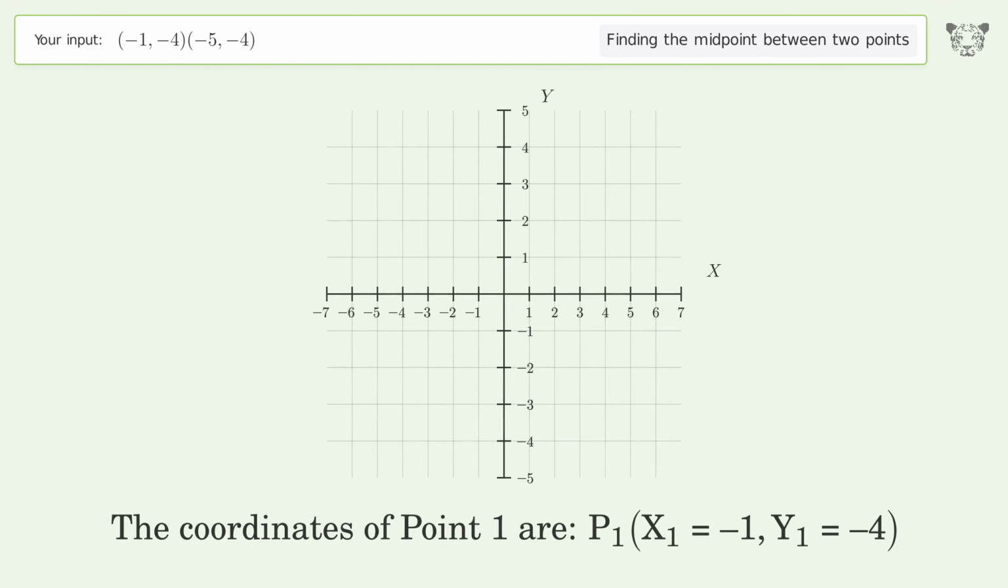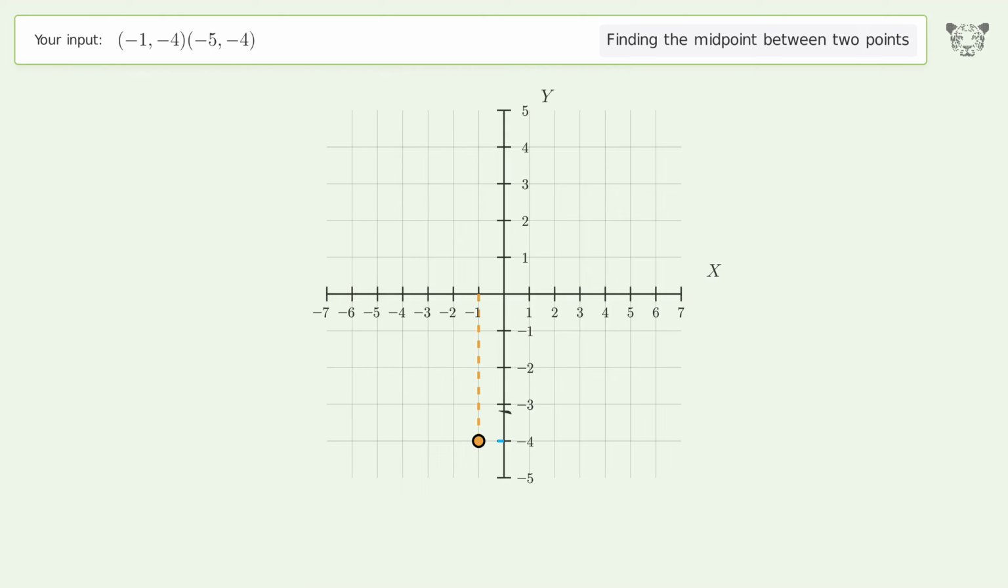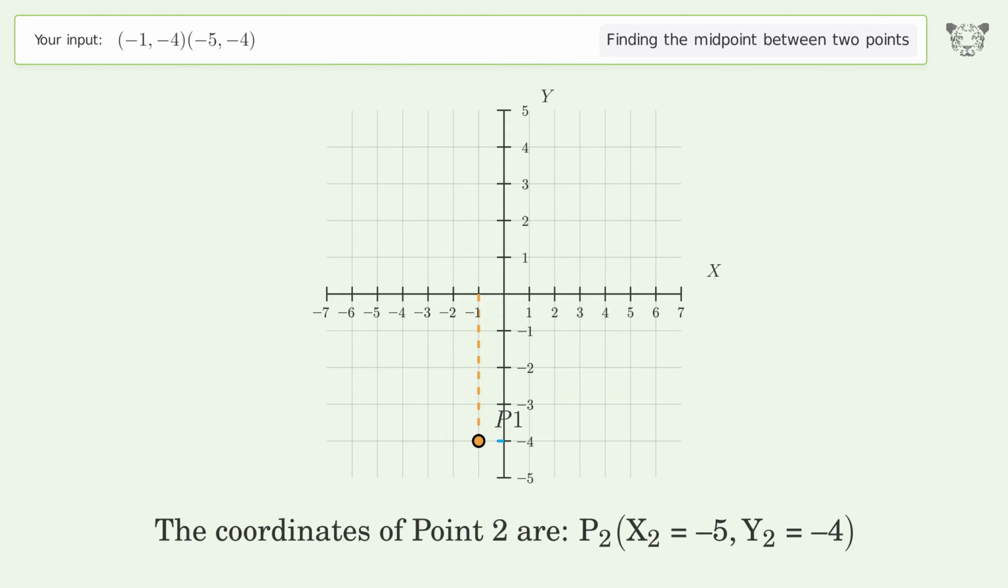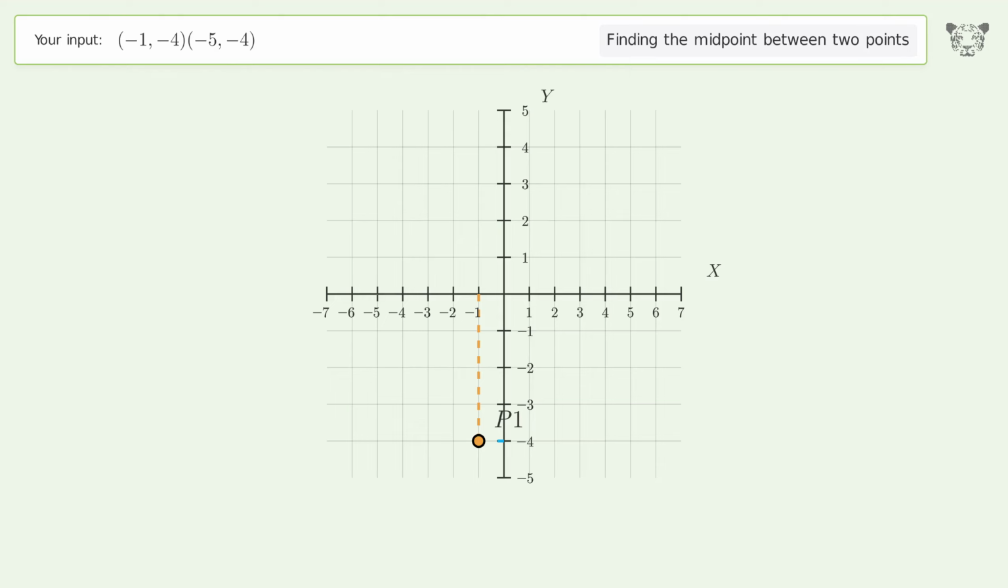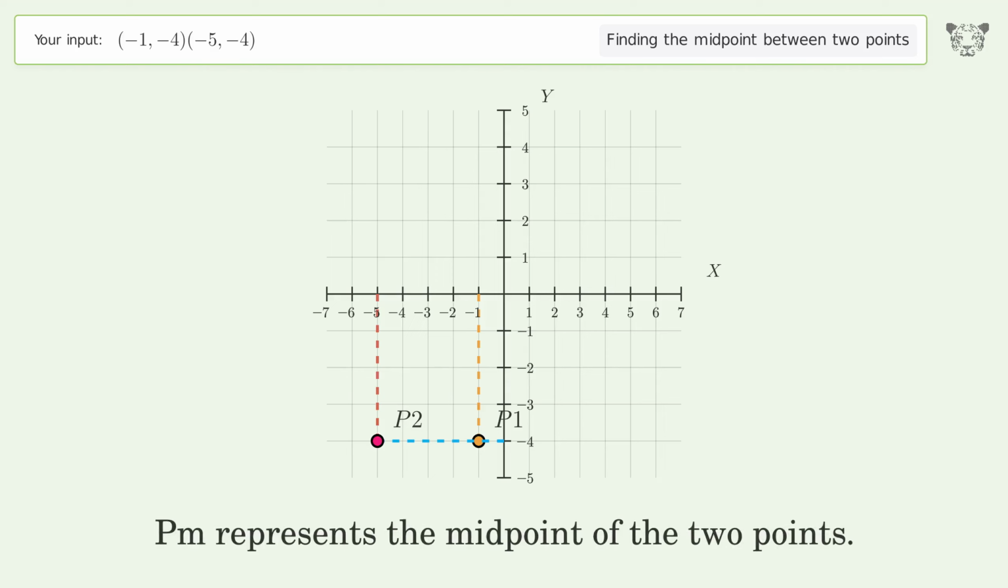The coordinates of point 1 are x1 equals -1, y1 equals -4. The coordinates of point 2 are x2 equals -5, y2 equals -4. PM represents the midpoint of the 2 points.